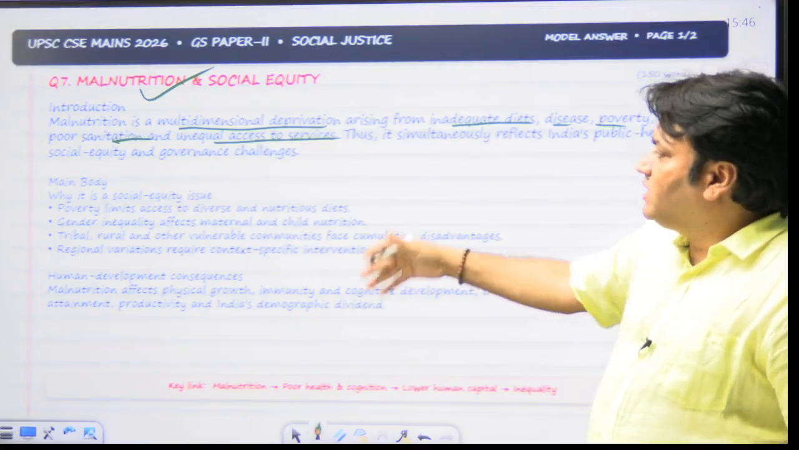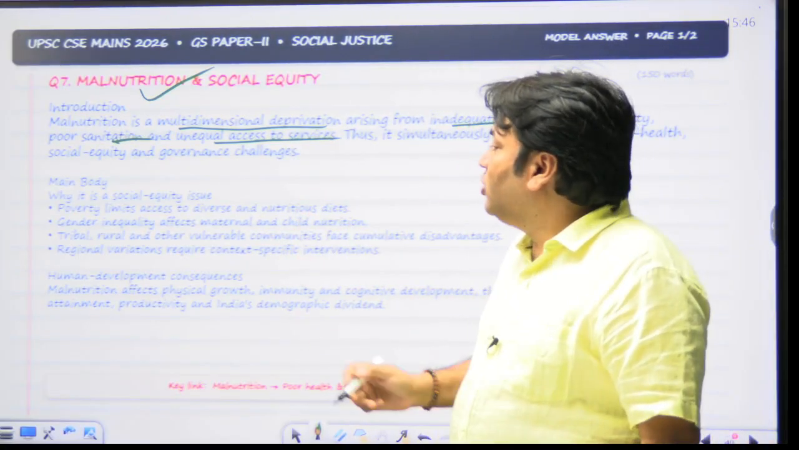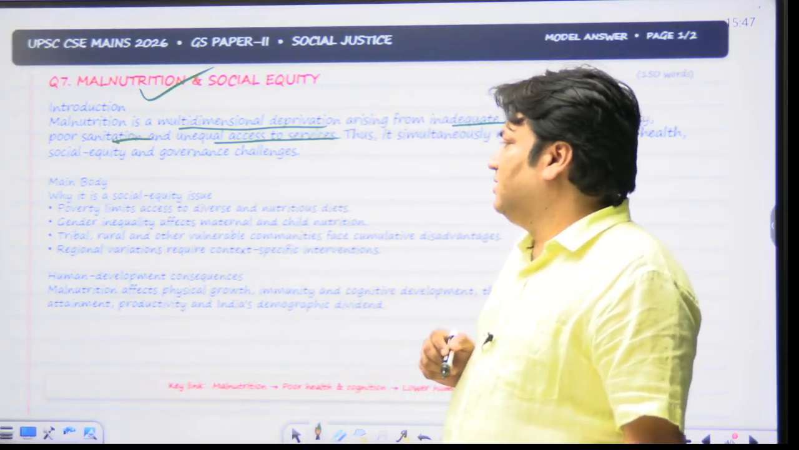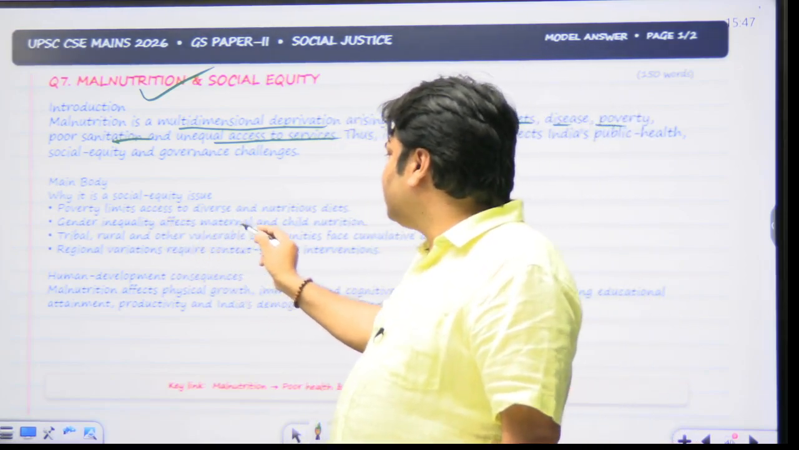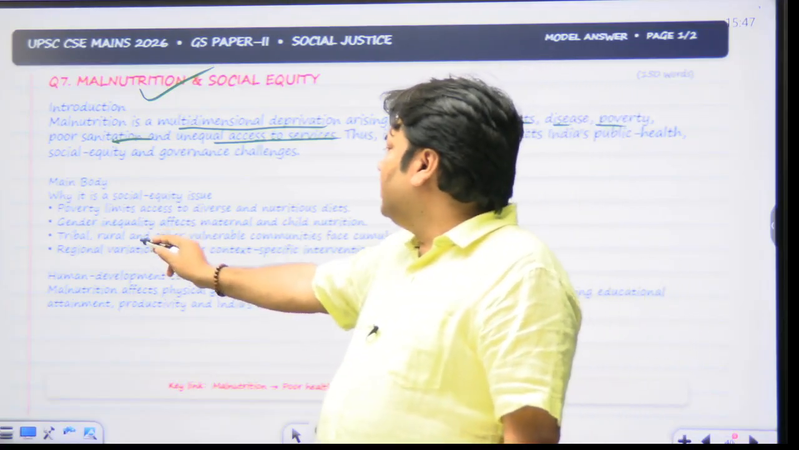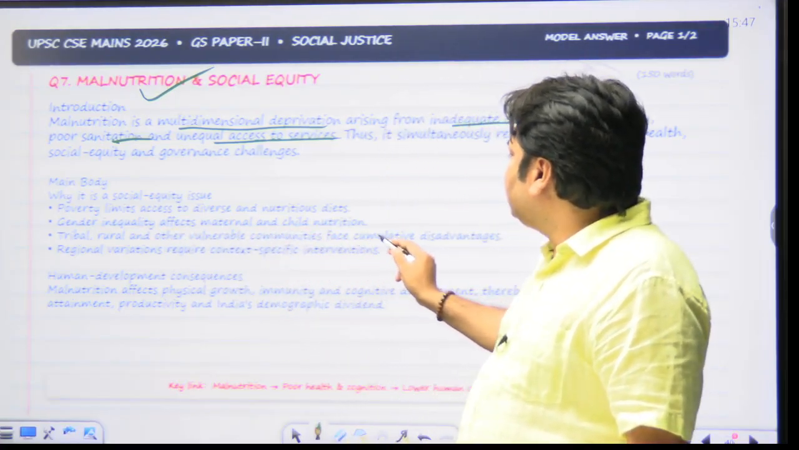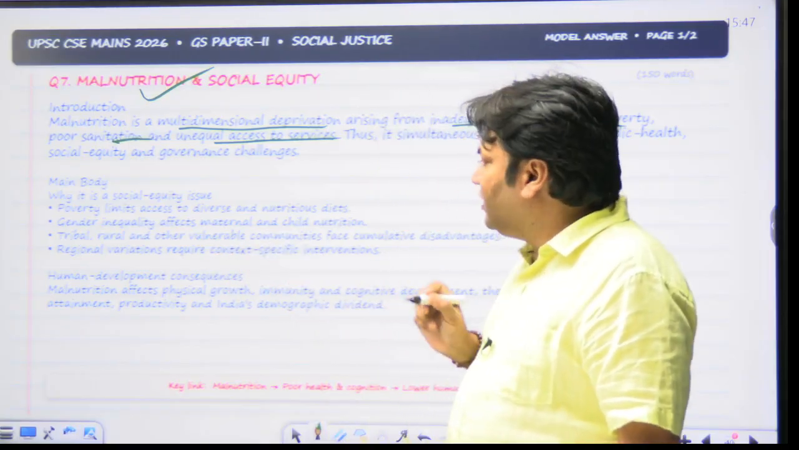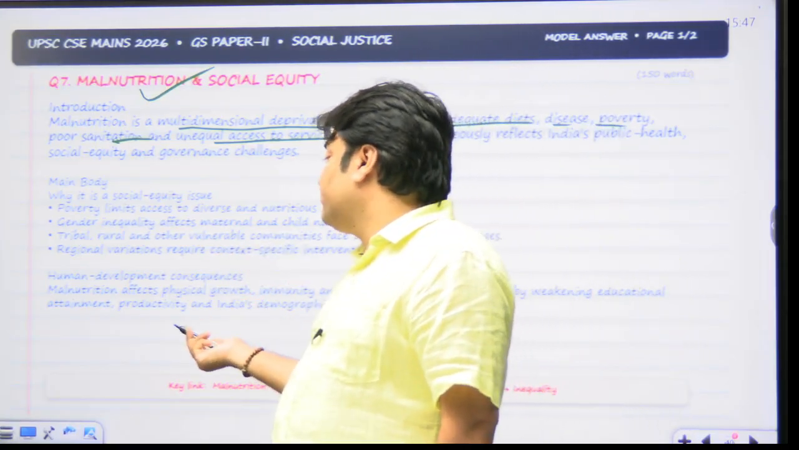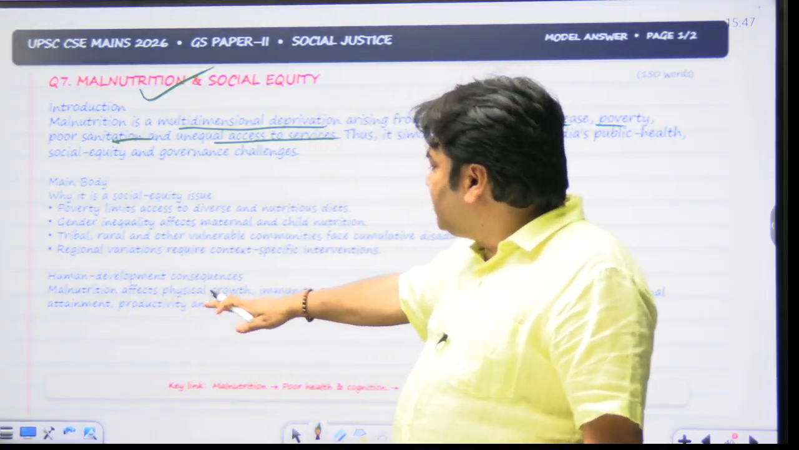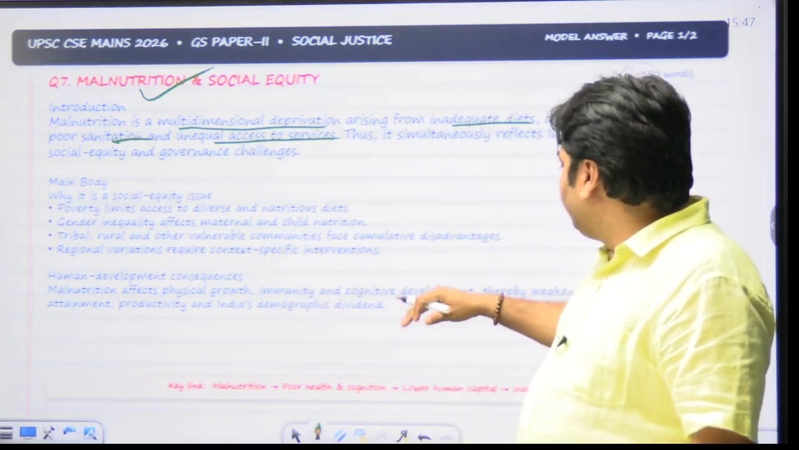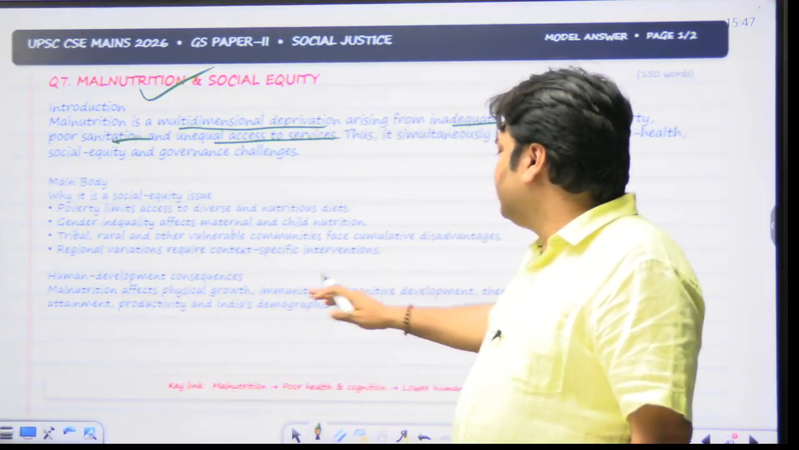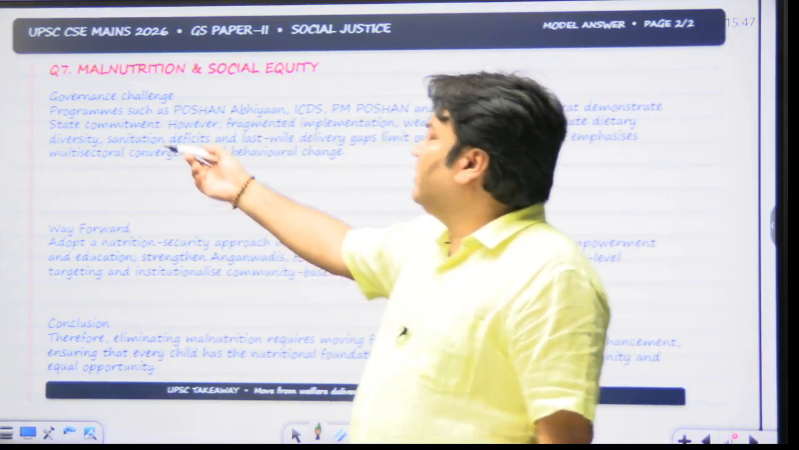In main body, we will explain why it is a social equity issue. Because poverty limits access to diverse and nutritious diets. Gender inequality affects maternal and child nutrition. Tribal, rural, and other vulnerable communities face cumulative disadvantages. Regional variations require context-specific interventions. Human development consequences, we can write, malnutrition affects physical growth, immunity, and cognitive development, thereby weakening educational attainment, productivity, and India's demographic dividend.